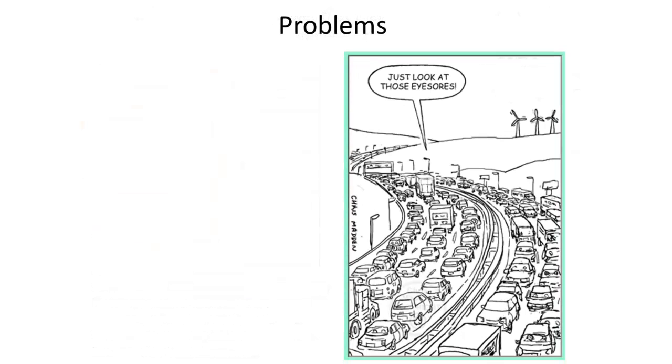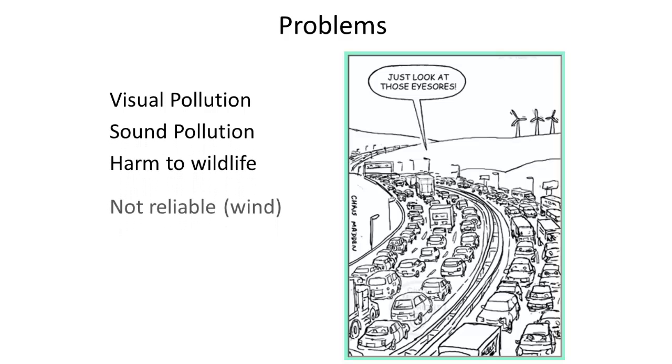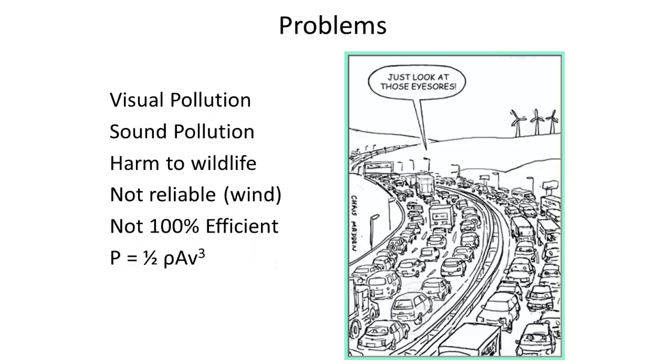Problems. Now, we've already said that wind turbines can be an eyesore. You see that these wind turbines have basically completely spoilt this landscape. So we have visual pollution, we have sound pollution, there is the harm to wildlife. They're not reliable because it depends on the weather, and they're not 100% efficient.